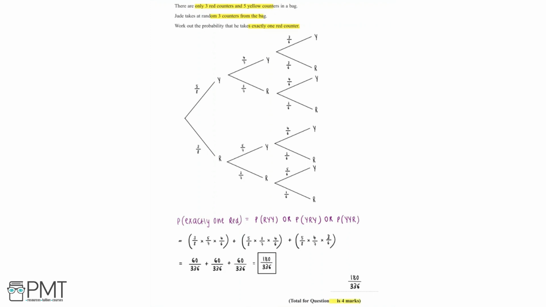Now this question is worth 4 marks. We get the first mark for our diagram with all of the correct probabilities. We get the second mark for finding the probability of red, yellow, yellow, the probability of yellow, red, yellow, and the probability of yellow, yellow, red. We get the third mark for a process to add these 3 probabilities together. And we get the fourth and final mark for the correct answer that the probability that he takes exactly 1 red counter is equal to 180 over 336, allowing us to get the full 4 marks needed in this question.